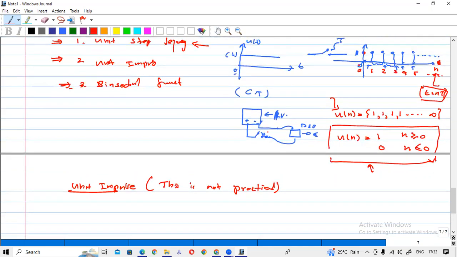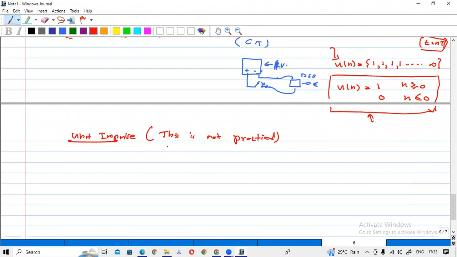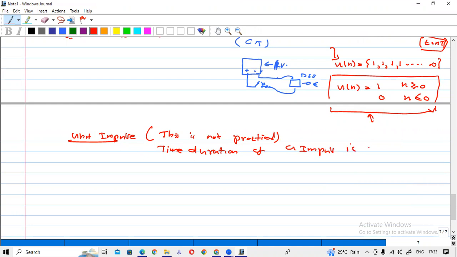Because for an impulse, the time duration should be 0. The time duration of an impulse is 0. If our electronics is very high performance, very fast electronics, we can't make this time 0, no? For a switch on and switch off, definitely it will take a very few seconds, maybe nanosecond, maybe picosecond. So it can be a very tiny duration, but still there is a duration.